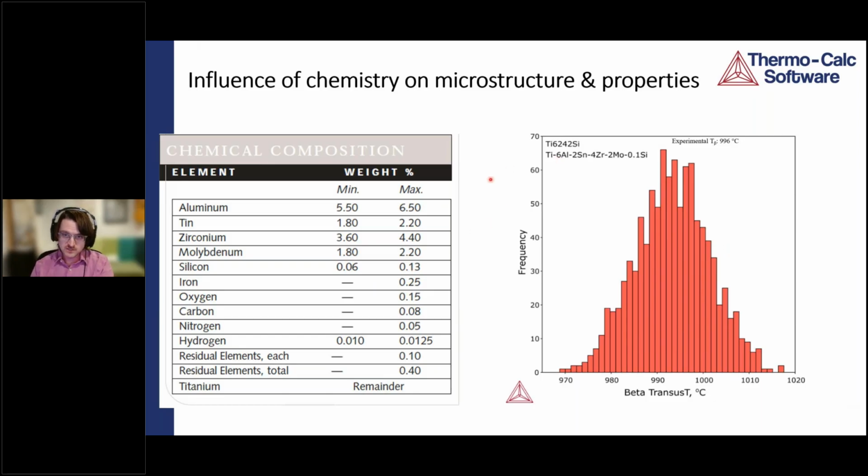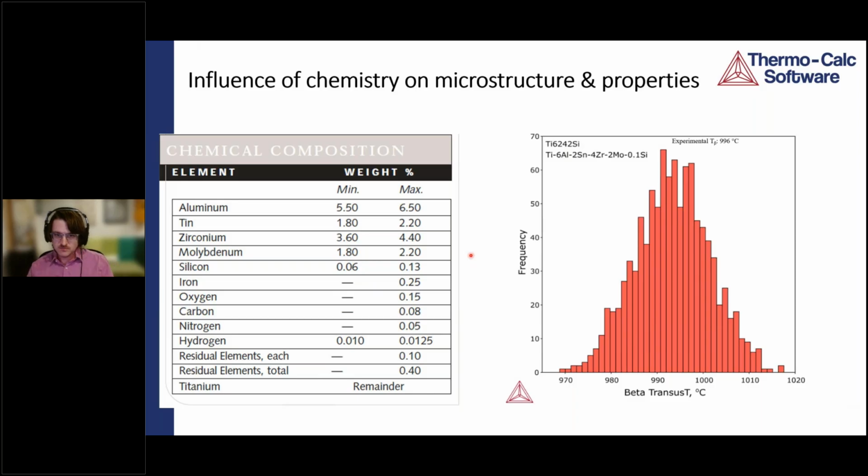spec ranges. And so here we have a Ti 6242, it's a titanium alloy, nominally 6 aluminum, 2 tin, 4 zirconium, 2 moly, and some trace elements. And here's the spec range over here. And in titanium alloys, one important temperature to know, let's say we do a build on this titanium alloy and we want to heat treat the whole thing. We may want to heat treat above or below the beta transus temperature.